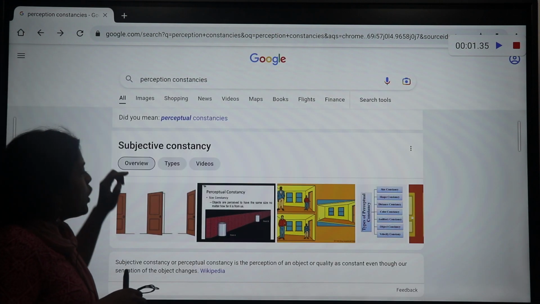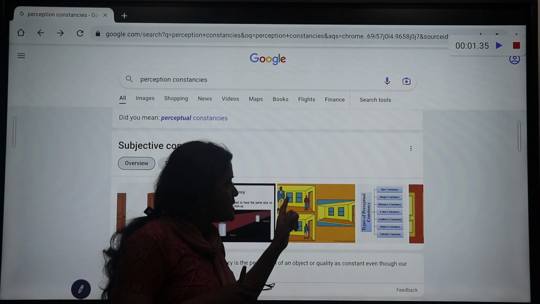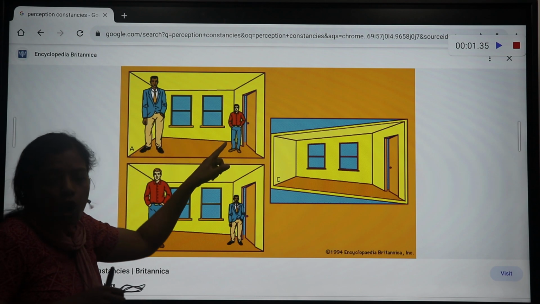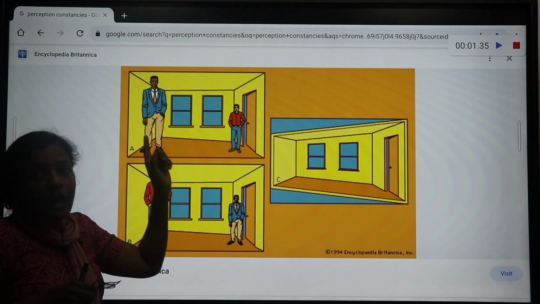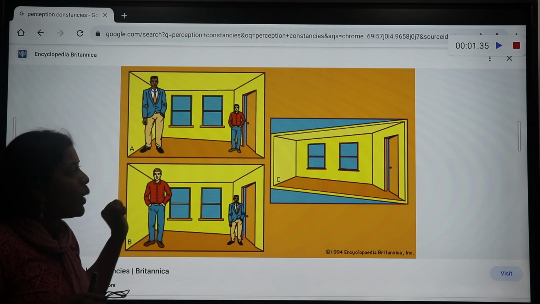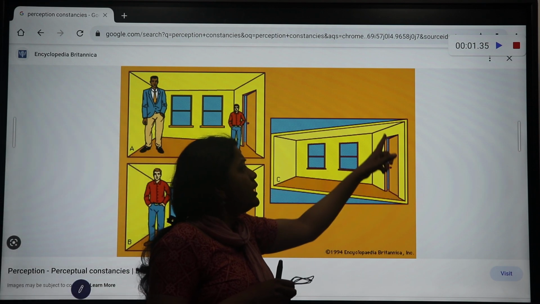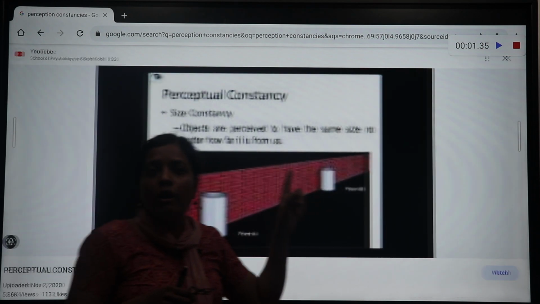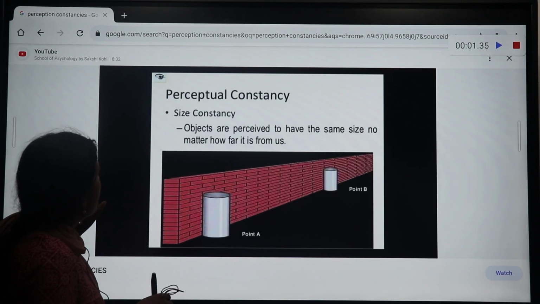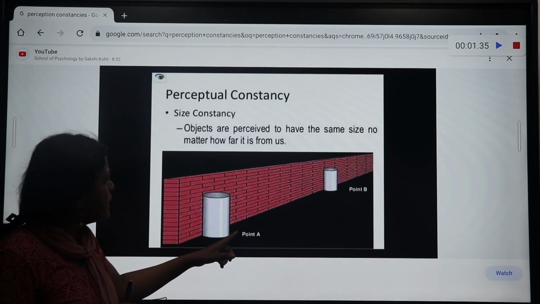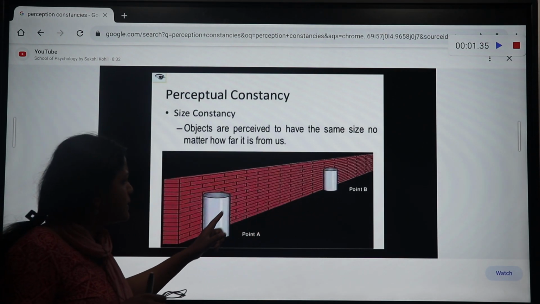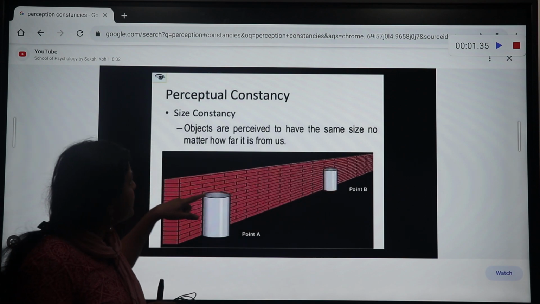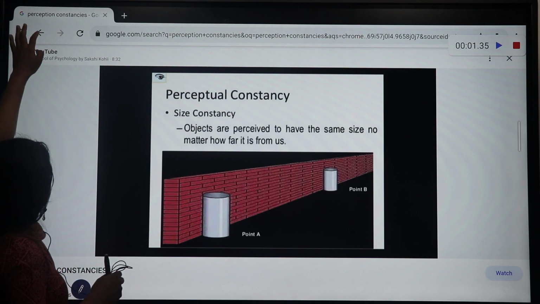Another one is because of size consistency. You can see in this that the person is tall and short. We are quite able to differentiate the height or the size of the person quite well, or we can say in this figure that the size of the door is taller than the size of the window. This is all because of the size consistency which we have. Here also you can see from point A to point B, two different places the thing is being kept, but since both are of the same size, we can make out that both are the same size. This is also perception consistency.